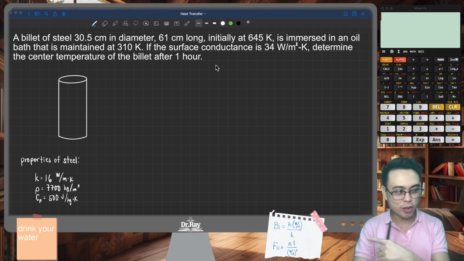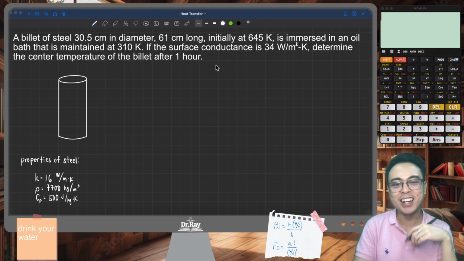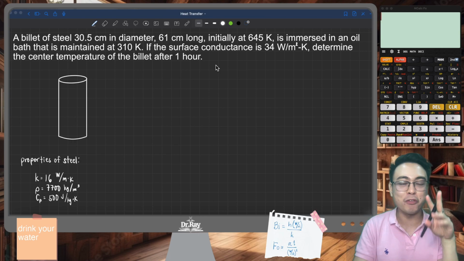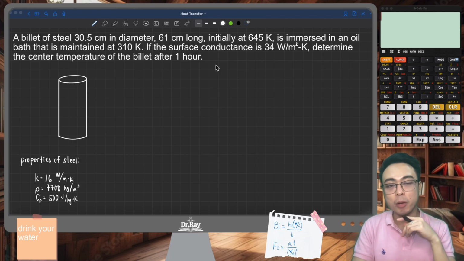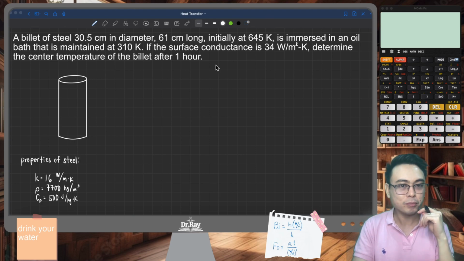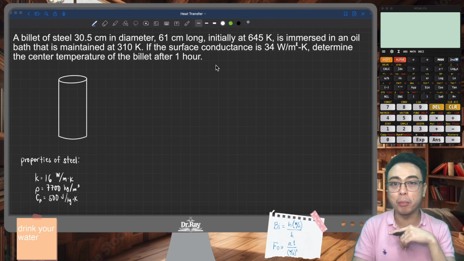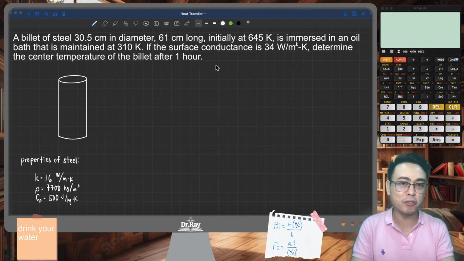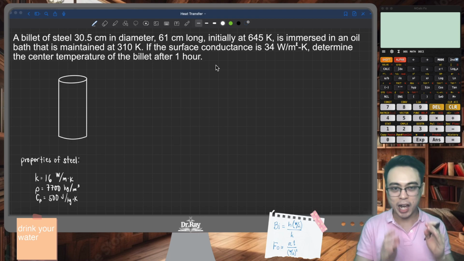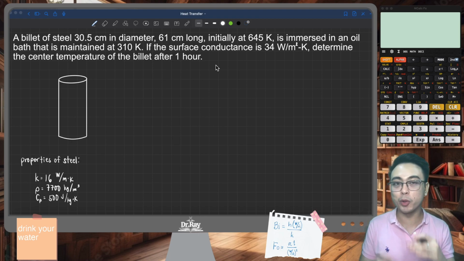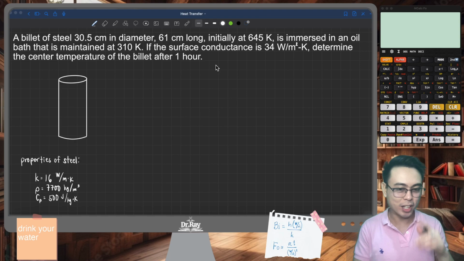Now, I have here on my cheat sheet the two dimensionless numbers that are very important for unsteady state conduction. We call them the Biot number and the Fourier number. Take note that the Biot number contains the convective heat transfer coefficient H, and then the Fourier number contains time. So, those two dimensionless numbers have different purposes. The Biot number can actually tell us if we would have an easy solution or if we would have a complicated solution. Let me explain.